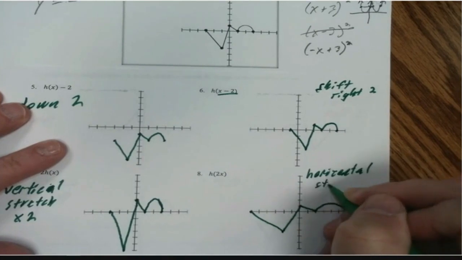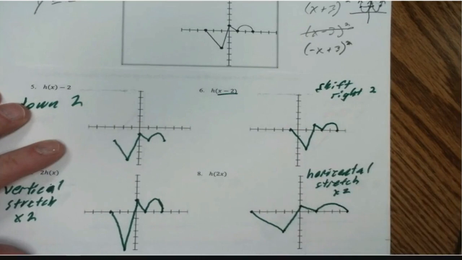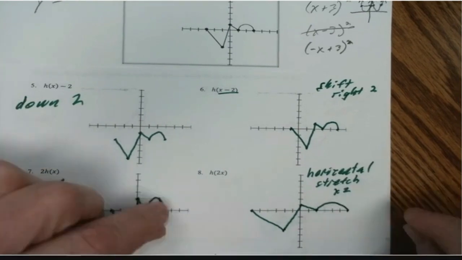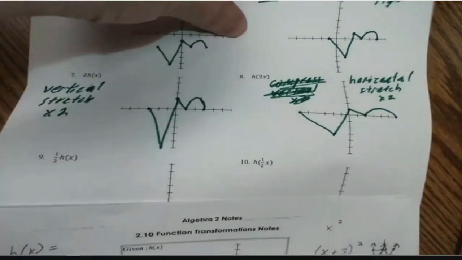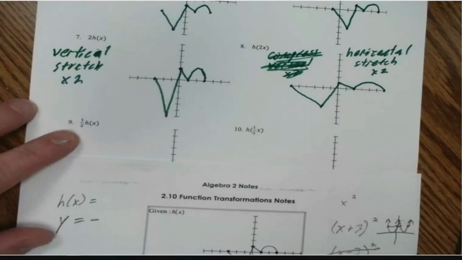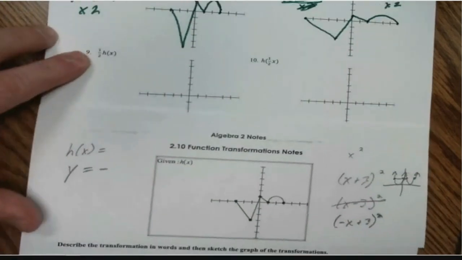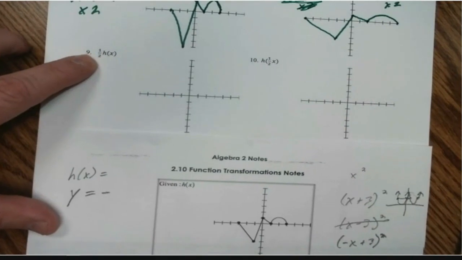Horizontal stretch times 2. So we just stretched that. We didn't make it any taller. Now we're going to talk about compression because now instead of a 2, we've got a half. So our number that we're using is less than 1. So now we're talking about compression.